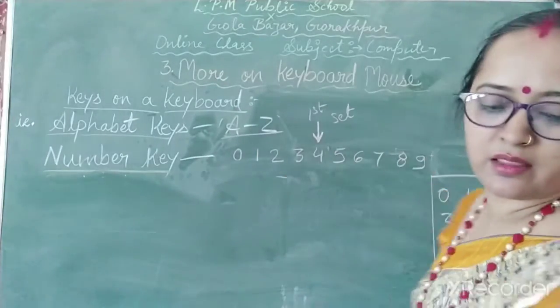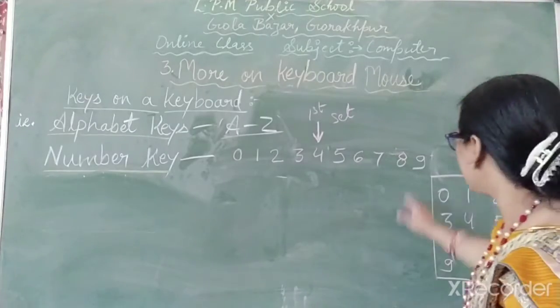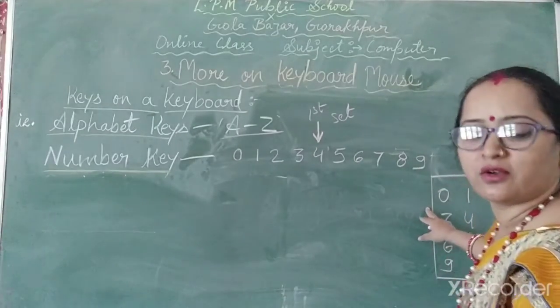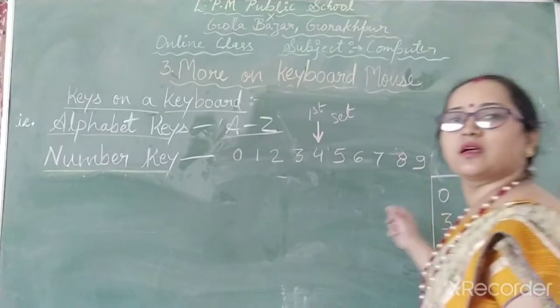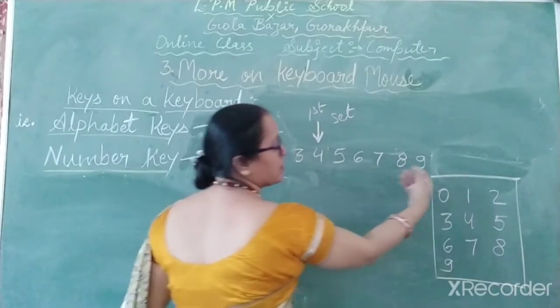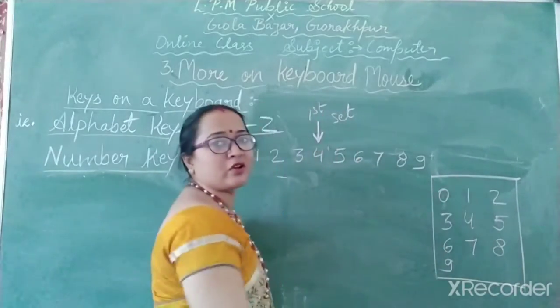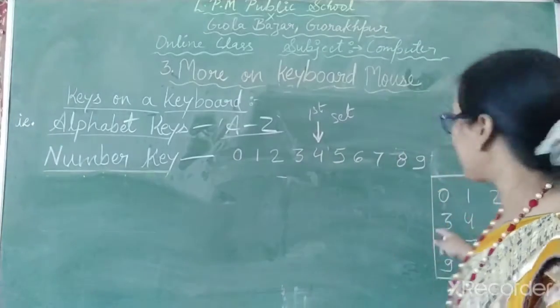That is the second set. The other set of number keys is present on the right hand side of the keyboard. It is present on our right hand side of the keyboard. This is the second set.